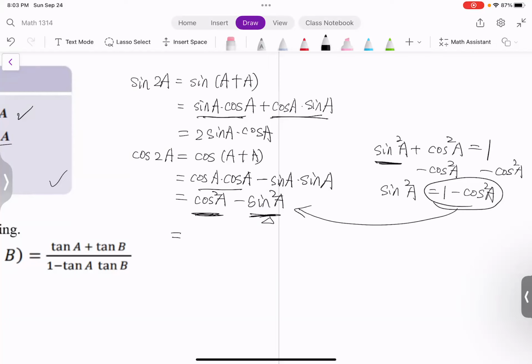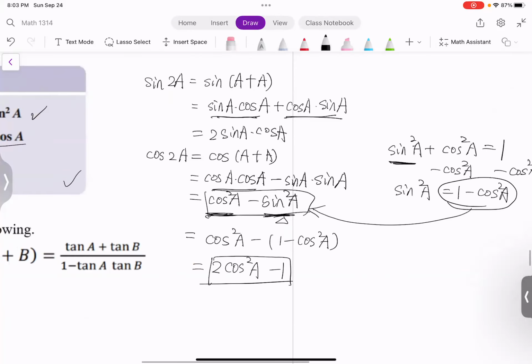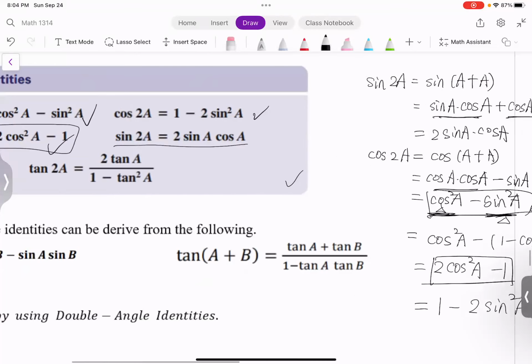I am having another identity, which is cosine squared a minus (1 minus cosine squared a). Then I have 2 times cosine squared a minus 1. This is my second identity here. And if you want to replace the cosine by the sine, use the Pythagorean identity again, and you will find that it equals 1 minus 2 times sine squared a. So please spend some time to memorize the identities here.